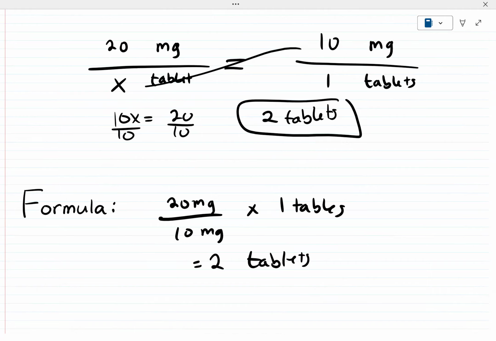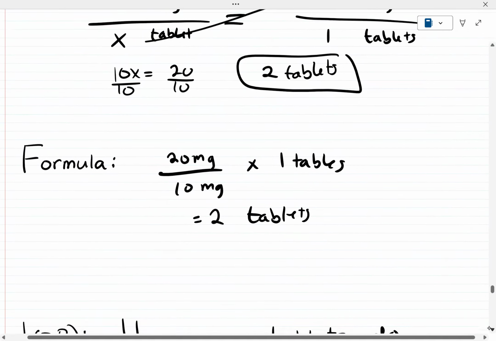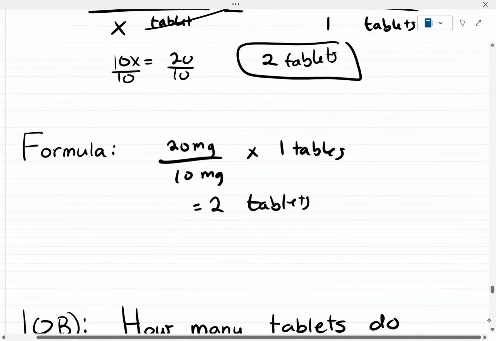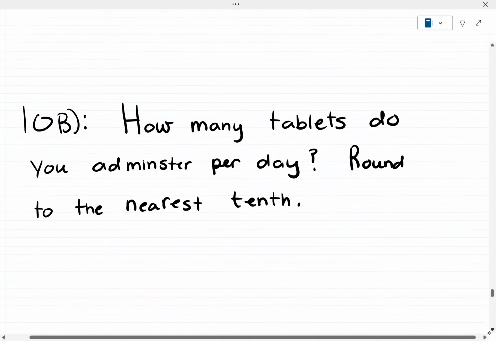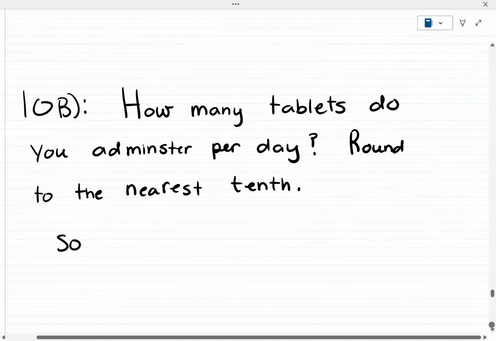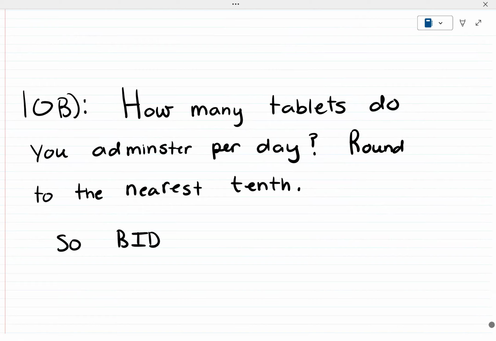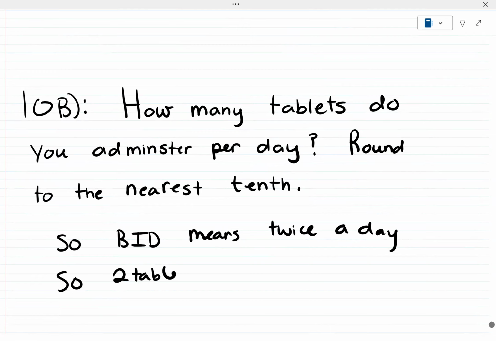Okay. And then there's a part B. Part B says, each dosage contains 2 tablets, but how many tablets do you administer per day? Round to the nearest tenth. It did say BID, which means twice a day. So each dosage is 2 tablets. 2 tablets times 2 gives you 4 tablets. So a total of 4 tablets per day.